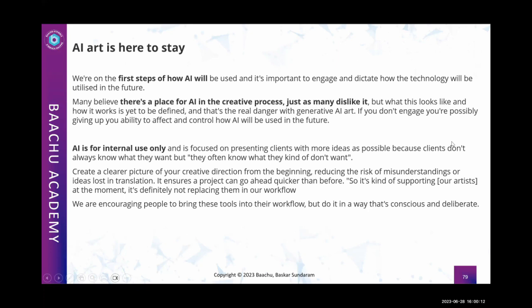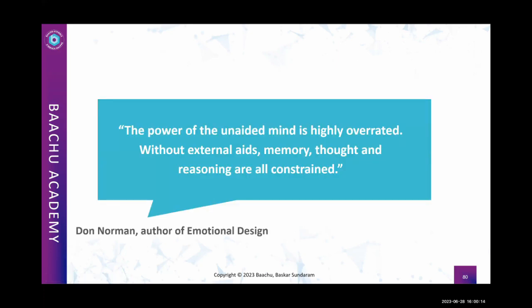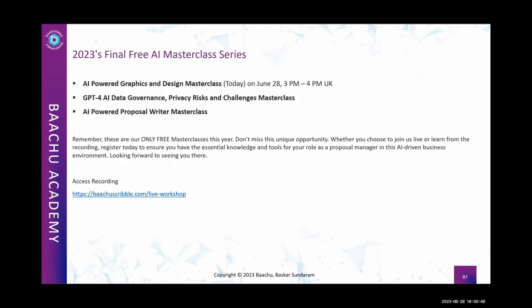So that's about it. Let me end with the final quote: the power of the unaided mind is highly overrated. Without external aids, memory, thought, and reasoning are all constrained. So you can see creativity is there, you can do it, but you know what? That could be possible 300, 400 years ago, when there were no distractions, and when we looked at nature and drew, when we thought. But today we live in a world where we need a sample. We need a starting point, because the chances of us coming out with something totally out of the blue are going to be very, very rare. So that's the thought. With that note, I end.